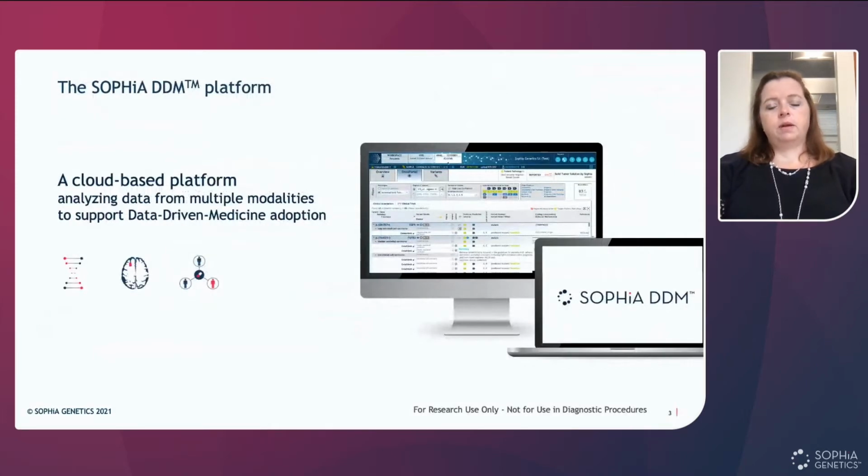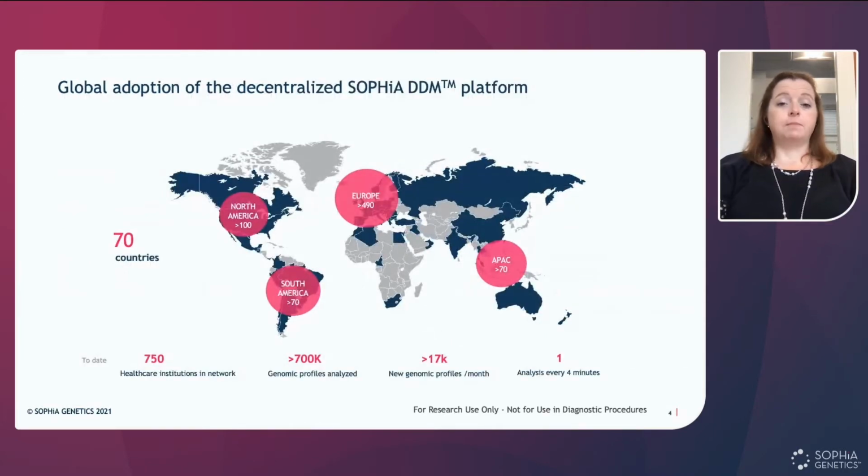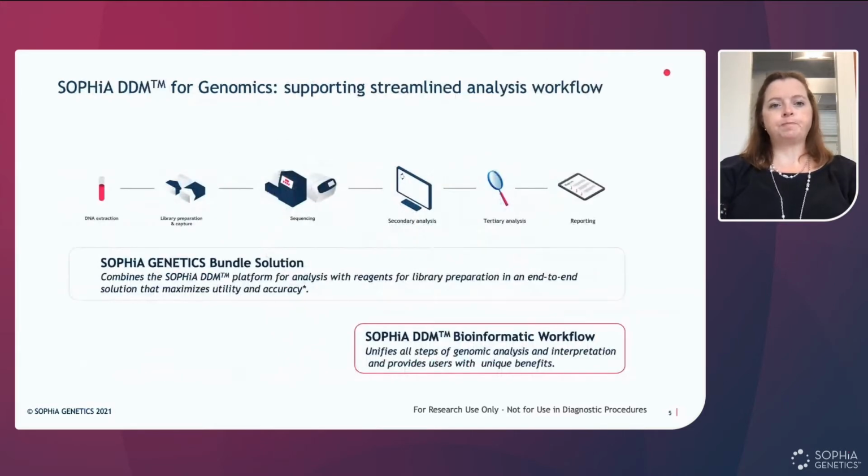SOPHiA DDM Platform is our cloud-based platform that allows us to look at multiple modalities of information to be able to support data-driven medicine. These modalities currently include genomics, radiomics, and clinical trials. We have a globally adopted platform, and we're very proud to say that we are present in 70 countries around the globe. We are in 750 healthcare institutions throughout our community network, which results in about 17,000 analyses being performed every month on the SOPHiA platform. And we're quite proud to say that results in one analysis every 4 minutes.